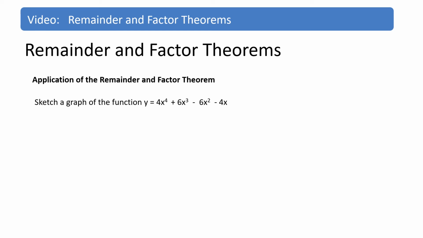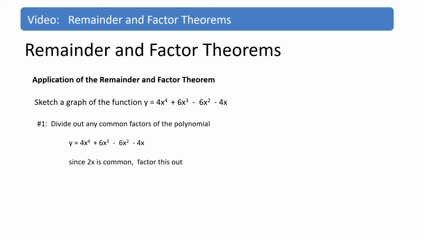Sketch a graph of the function y equals 4x to the exponent 4 plus 6x to the exponent 3 minus 6x squared minus 4x. Number 1, divide out any common factors in the polynomial. When we analyze the polynomial, we will see that every term has 2x as a common factor. So take this out. Y equals 2x, and we'll be left with 2x cubed plus 3x squared minus 3x minus 2.